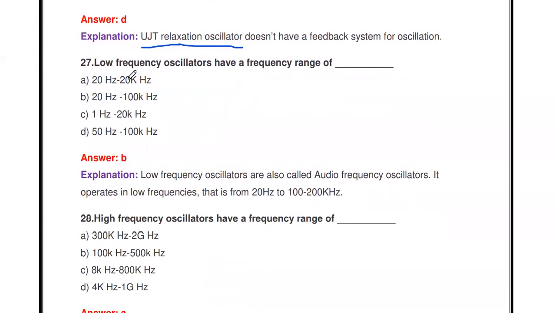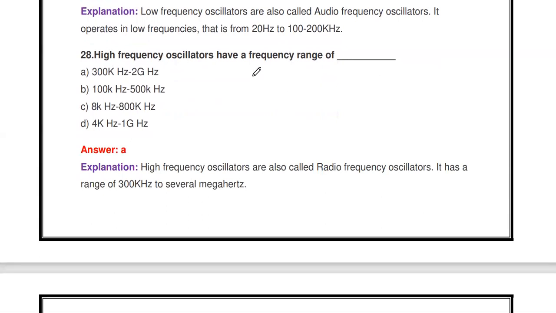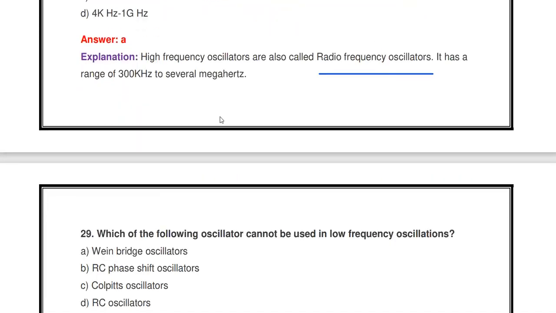Then the next one, low frequency oscillators have a frequency range of dash. So low frequency means 20 hertz to 100 kilohertz is called a low frequency oscillator. Then the next one, high frequency oscillators have a frequency range of dash. High frequency means 30 kilohertz to 2 gigahertz. It is called a high frequency oscillator. So high frequency oscillator is a radio frequency oscillator. RF oscillator and high frequency oscillator are both the same.